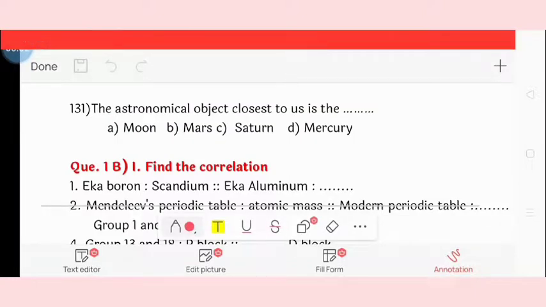Last question of science first MCQ: the astronomical object closest to us is the dash. So the simple option is the moon, because the moon is the astronomical object which is closest to us.